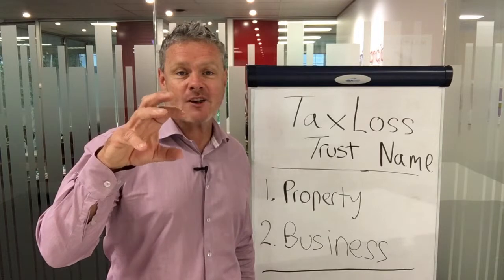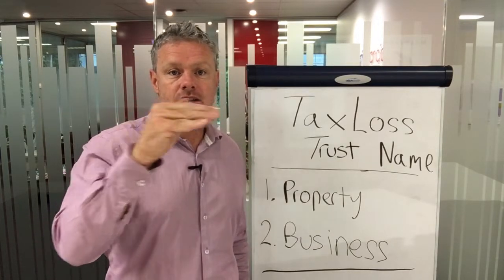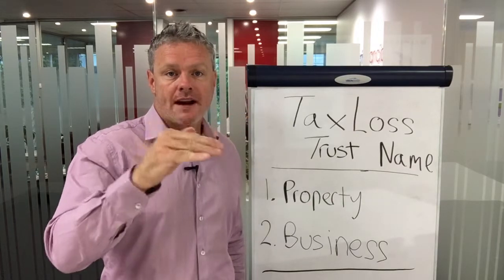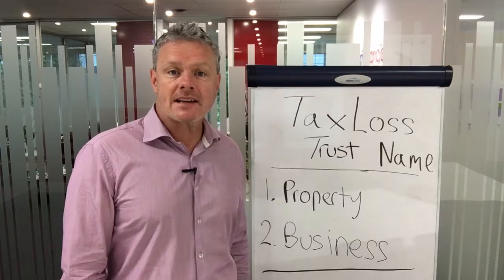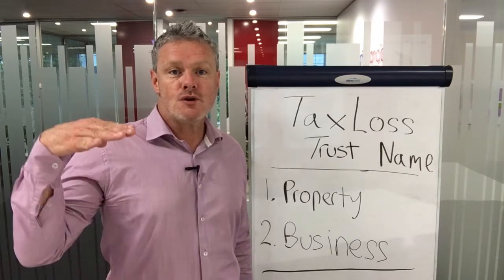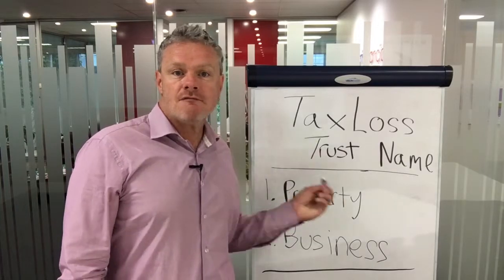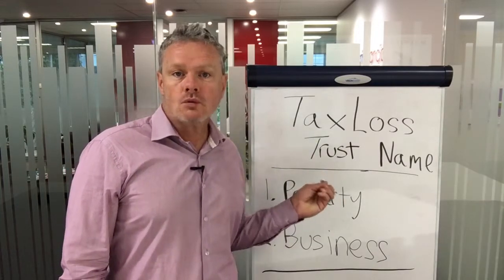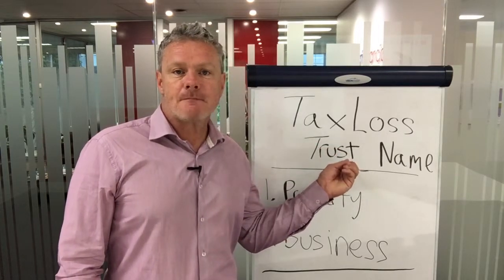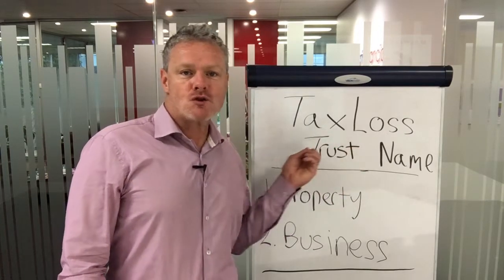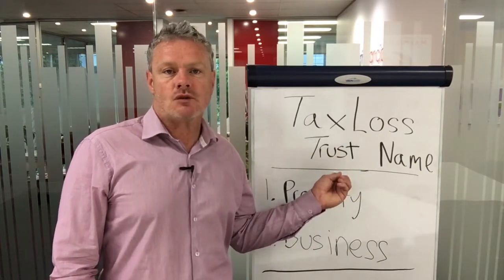So what happens with our clients is they're running a business in a trading trust. They have excess profit within that trading trust and they have to distribute that profit at the end of the year, so they pay taxes on it. And what they do first is they send profit from the trading trust into this investment trust which holds the property with the tax loss, and they can offset the income of the trading profit coming across into the investment trust against the rental loss.